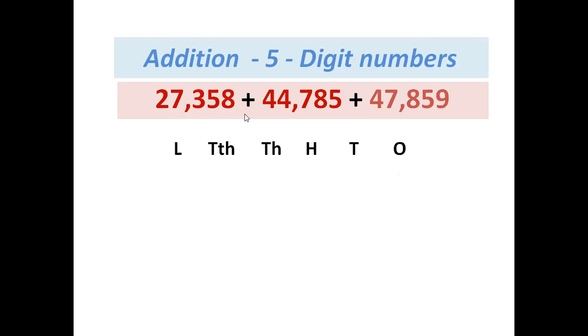But if we read this number, 27,358, here the highest place value is 10,000. So how have we written the lakh? Maybe in the sum, in the answer, we may get a lakhs place value digit also. So let's first arrange these numbers in proper columns.